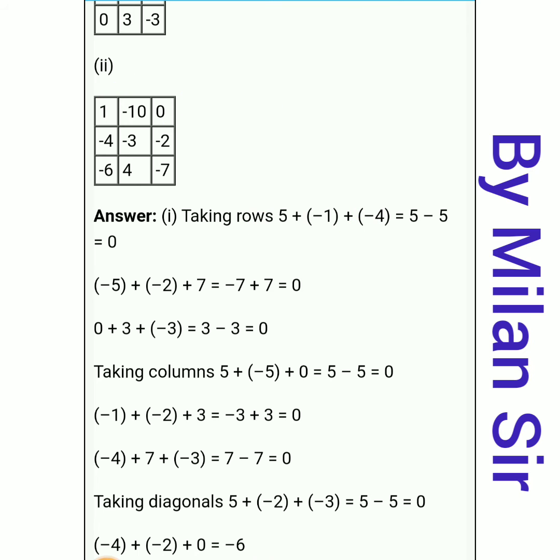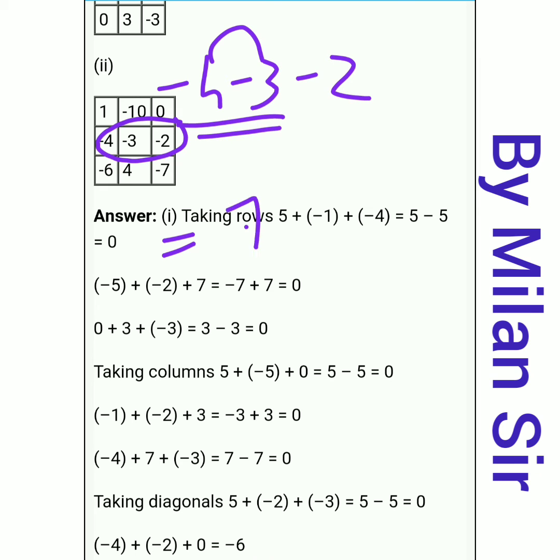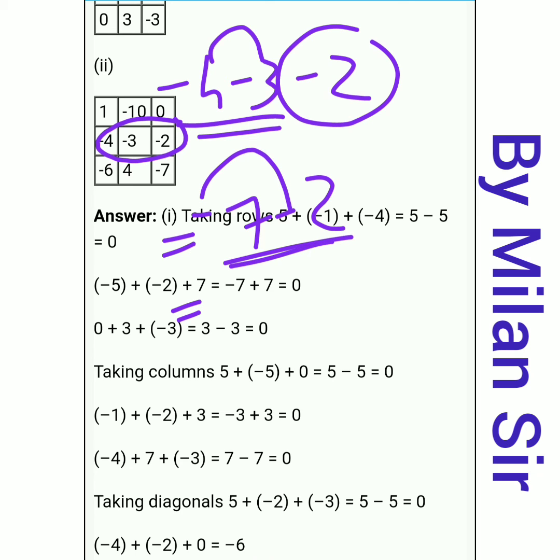Now check the second row. Minus 4, minus 3, minus 2. Okay, here minus minus plus, 4 plus 3, 7. Big number 4 has a negative sign, and here our minus 2 as it is. Okay, now here minus minus plus, 7 plus 2, 9. Big number 7 has a negative sign, so again we get here minus 9.